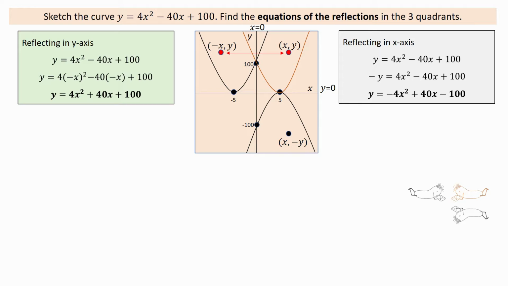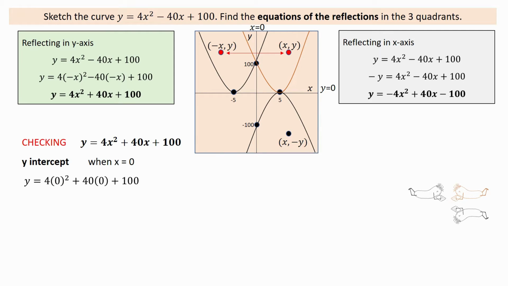Now the check. The curve cuts the y-axis when x equals 0. Substituting x equals 0 into the equation gives y equal to 100. So the y-intercept is 0, 100, which is correct.